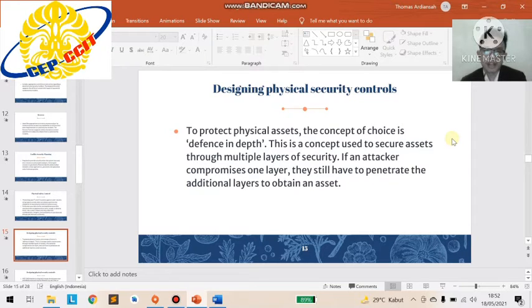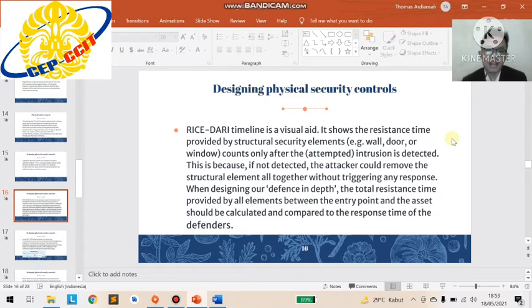And this is for the design of physical security control. To protect physical assets, the concept of choice is defense in depth. This is a concept used to secure assets through multiple layers of security. If an attacker compromises one layer, they still have to penetrate the additional layers to obtain an asset.